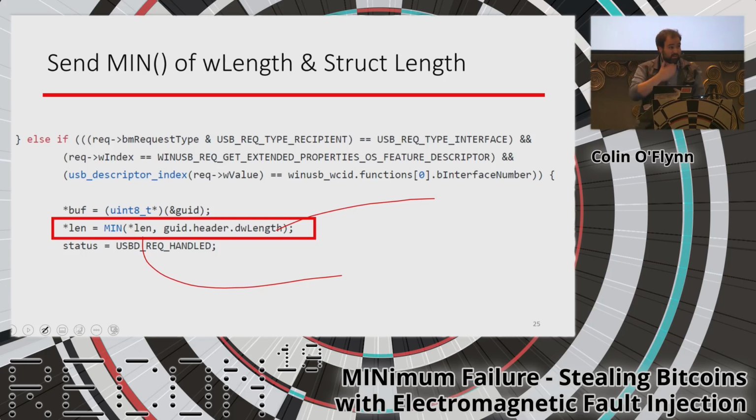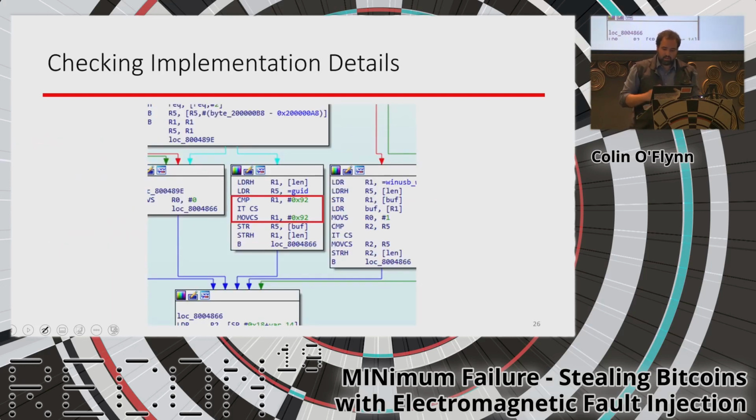So if the computer requests FFFF as the length, then I'm only going to send back 197 bytes, or whatever the size of this structure is. If the computer requests 8 bytes, I send back 8 bytes. Where the fundamental attack comes in is that this is implemented or compiled roughly as you expect.